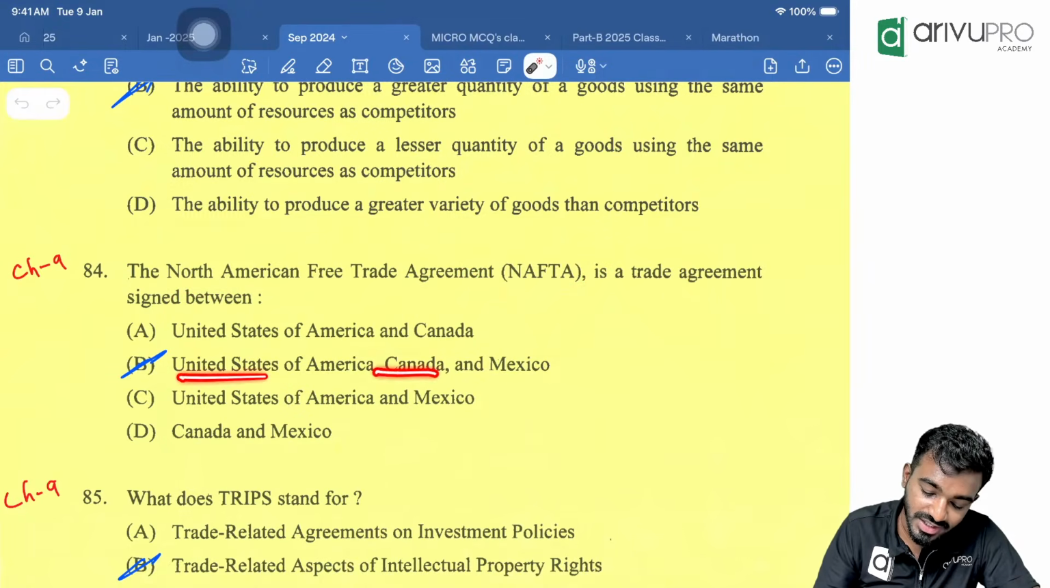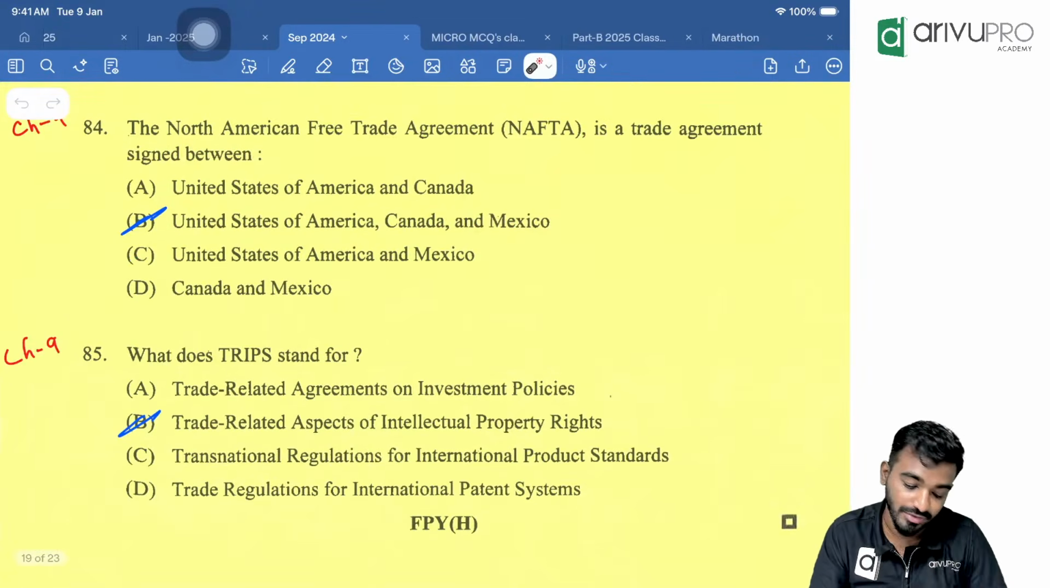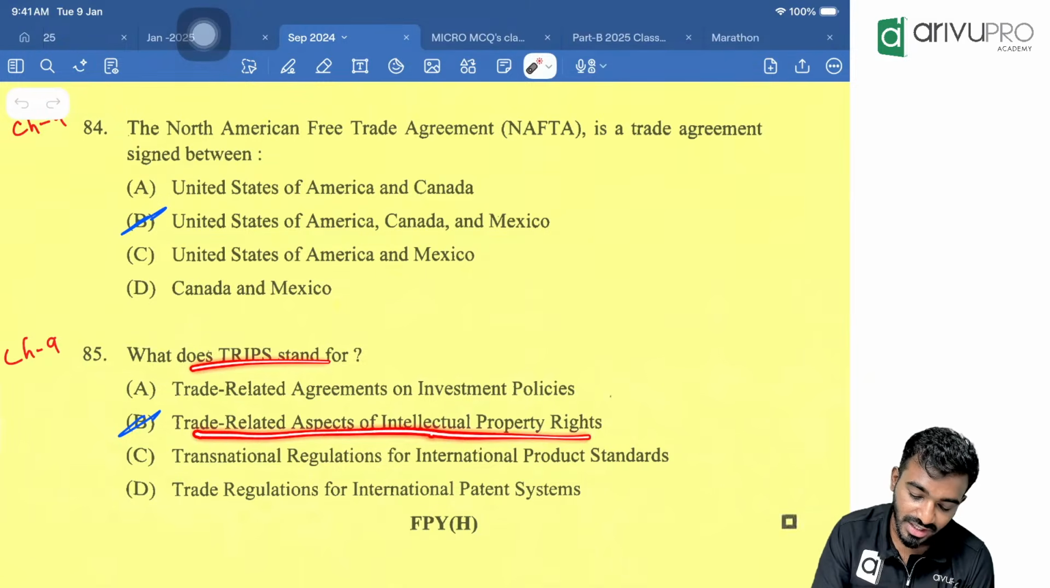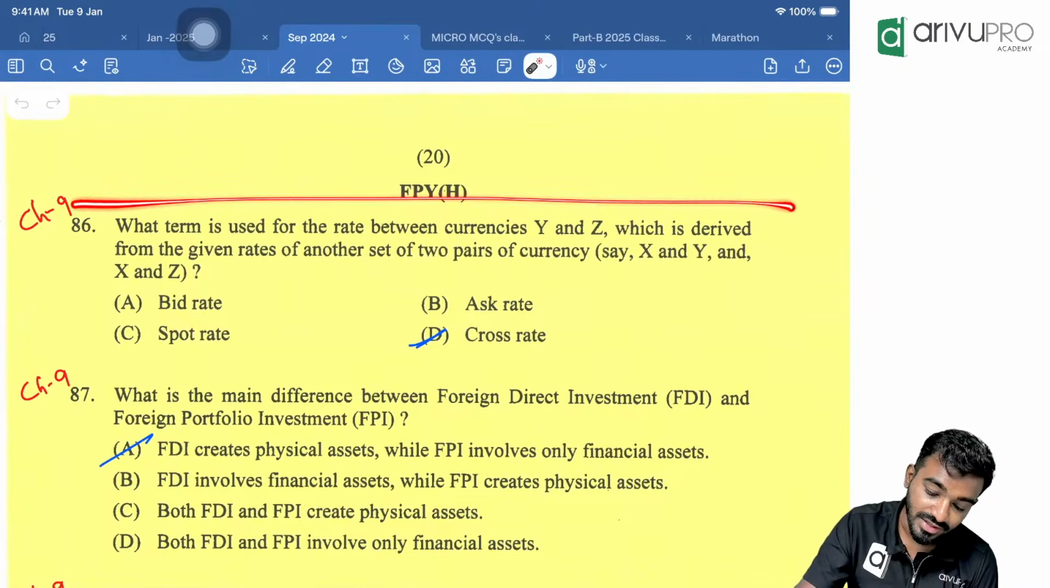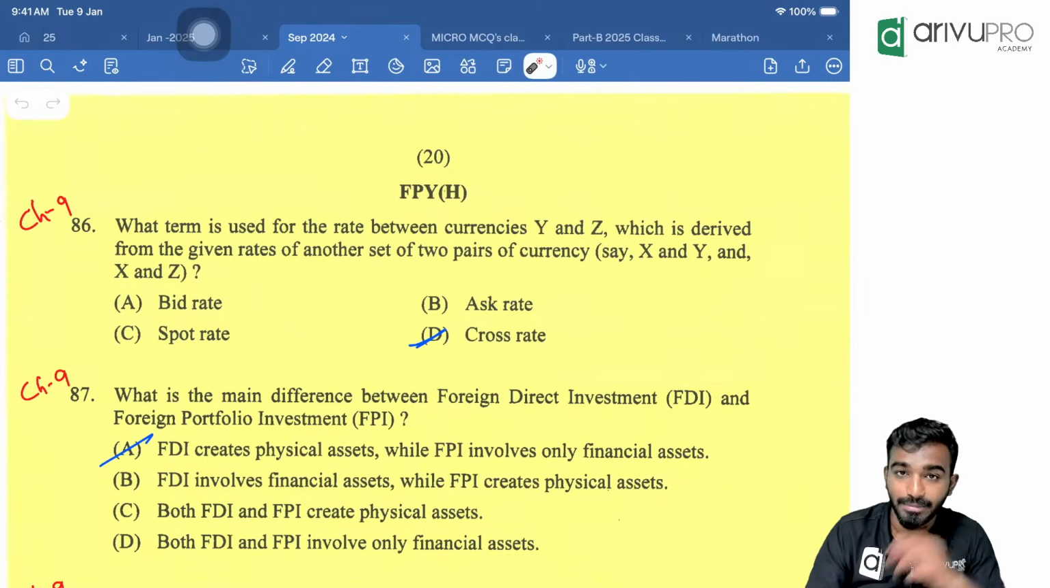Next, North American Free Trade Agreement, NAFTA, is between how many countries? 3 countries, United States, Canada and Mexico. Preferential tariff. Next, TRIPS, trade related intellectual property rights. Next, this is called cross rate. This information is actually given in the summary, not in the main material.